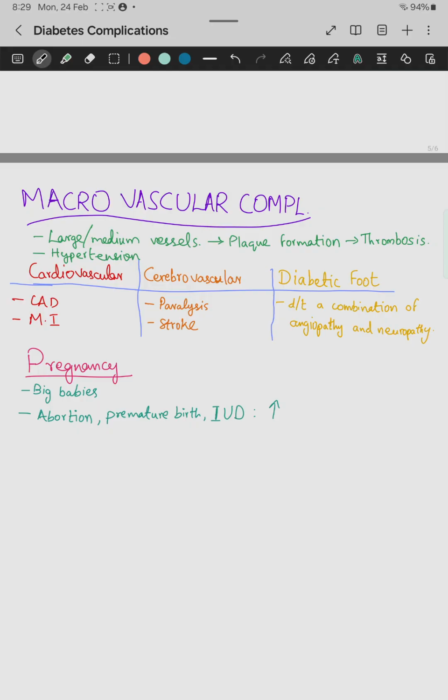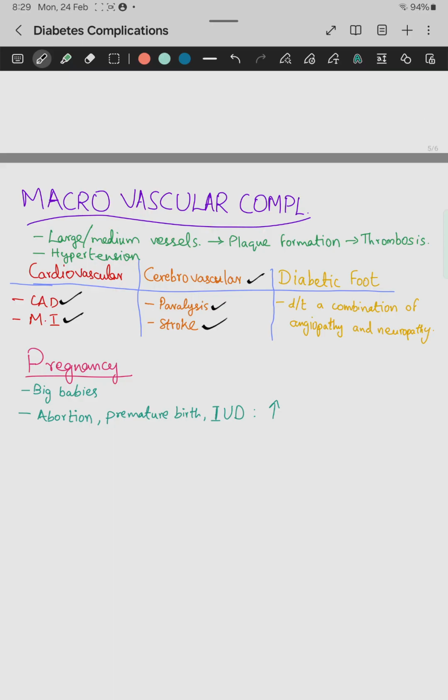Plaque formation and thrombosis occur in large and medium sized vessels, and hypertension is also seen in the individual due to the thrombosis and obstruction of the blood flow. If thrombosis occurs in the cardiovascular system, it leads to coronary artery disease and myocardial infarction. CAD and MI are seen if thrombosis occurs in the cardiovascular system, and if it occurs in the cerebrovascular system, that is in the brain, then paralysis, strokes, etc. are seen. And diabetic foot.